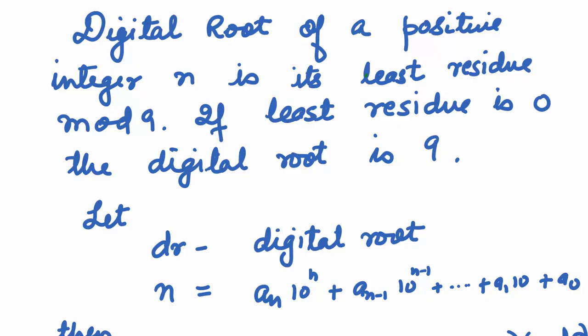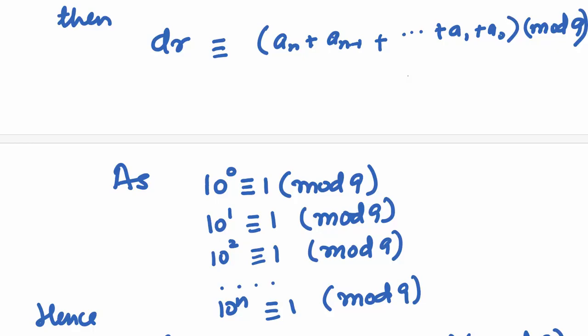Mathematically, how do we define a digital root? Digital root of a positive integer n is its least residue modulus 9. If the least residue is 0, the digital root is taken to be 9. If we denote digital root by dr and if we take our integer n to be a_n 10^n plus a_(n-1) 10^(n-1) plus ... plus a_1 10 plus a_0, then the digital root is congruent to a_n plus a_(n-1) plus ... plus a_1 plus a_0 modulus 9.